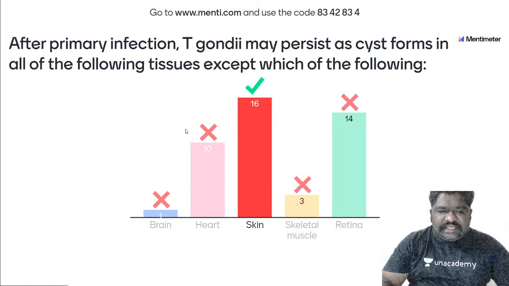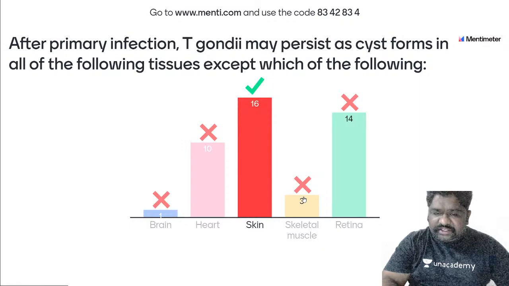Remember, Toxoplasma gondii cyst formation can happen in the brain, which can be called neurocystic properties, though it is not neurocysticercosis. Neurotoxoplasmosis or cranial toxoplasmosis is a place where the brain can be involved. It can also happen in the heart tissue, it can happen in the skeletal tissue. It definitely happens in the retina, but the only place where it doesn't happen would be the skin. Skin is the place where the cyst is not happening.